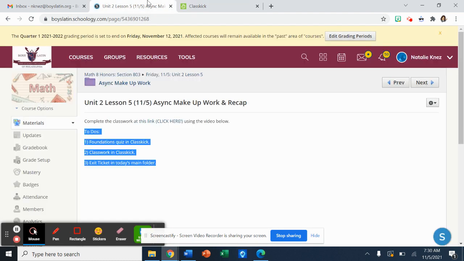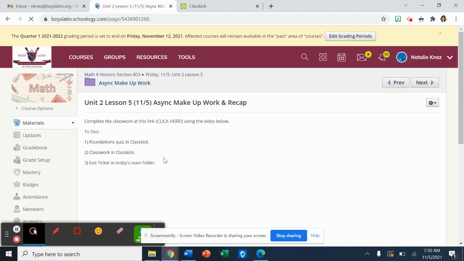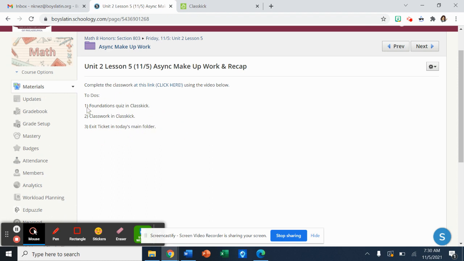When you finish slides 3 and 4, you'll want to go back to Friday's main folder and complete the exit ticket. You can always rewind this video if you need any of these directions again. And I did post that to-do list in this page so that you can make sure you got everything done. As always, just send me an email if you have any questions.